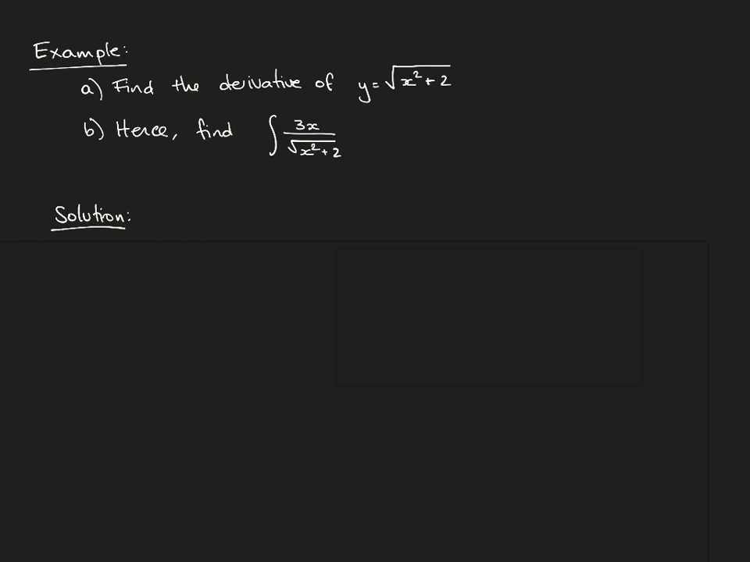So here's an example of an integration by recognition question. So we have part A, find the derivative, and here's our function, and part B, hence find this integral here. So the first thing we're going to do is find the derivative of this particular function here. Now this particular function is a composite function, so we've got an inner function and an outer function. So when we find the derivative, we're going to find the derivative of the inner and then multiply it by the derivative of the outer function.